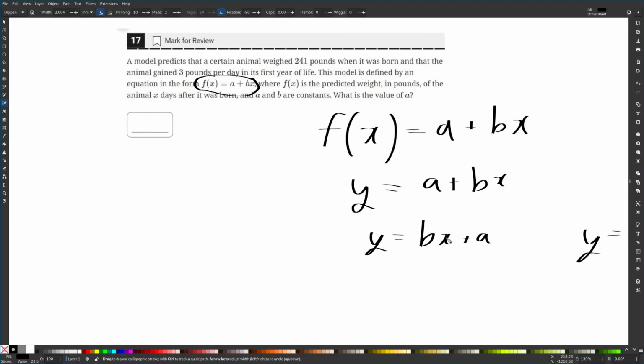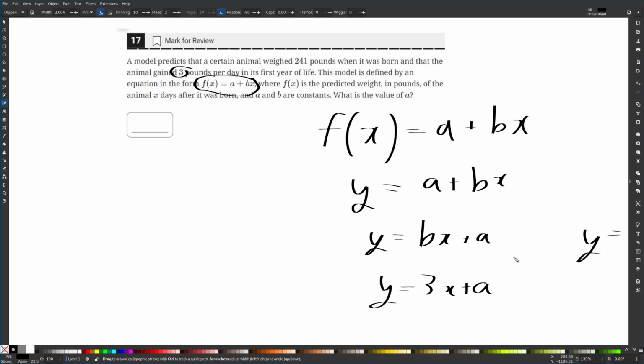Okay, so since we have an x next to the b term, that's the one we're going to be changing by. So we're going to be going up by b every x. Okay, and if we're going up in this context, we would be going up some regular amount in weight, which would be 3 pounds here. So that means b is equal to 3. So y is equal to 3x plus a.